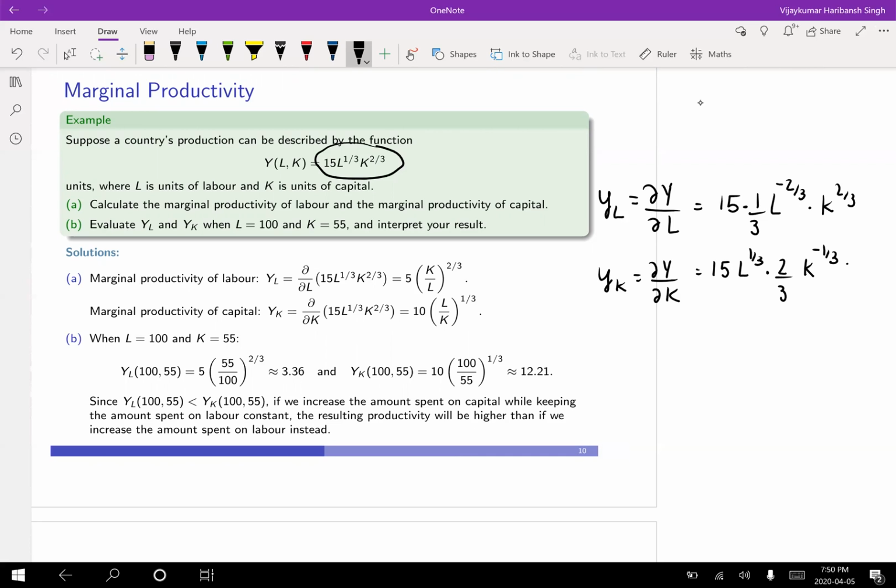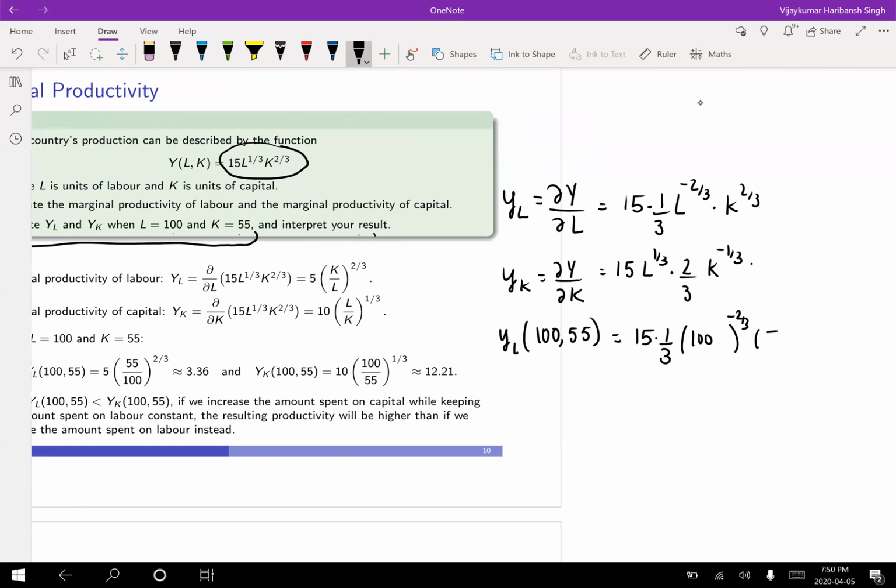Now, what is it asking us? The second part of the problem is to evaluate YL and YK when L is 100 and K is 55 and interpret your result. So let's compute YL at 100 and 55. That is going to be 15 times 1 by 3, 100 to the power minus 2 by 3, 55 to the power 2 by 3. And when I plug it in my calculator, I see that this is roughly 3.36.